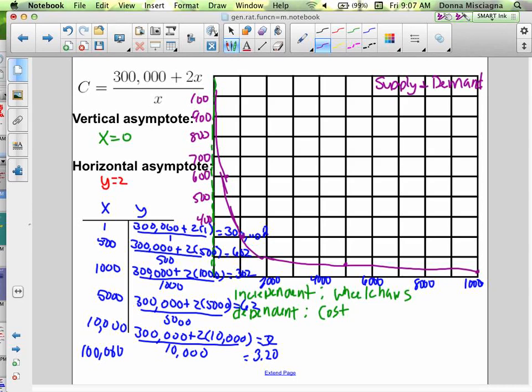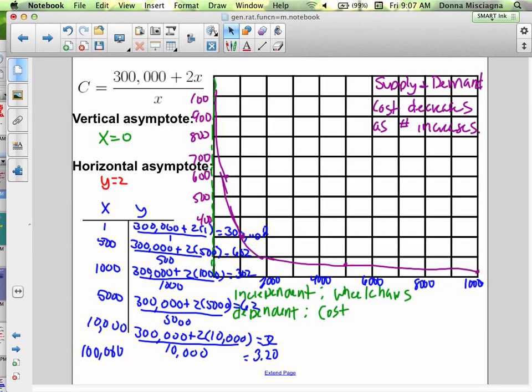All right? But the cost decreases as the number increases. So it's not really practical to make 100,000 wheelchairs. I don't think 100,000 people need a wheelchair. So I'm going to end this tape.